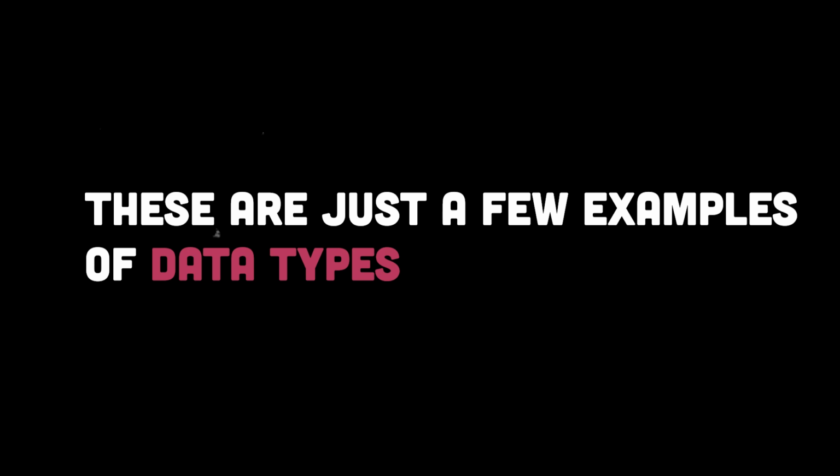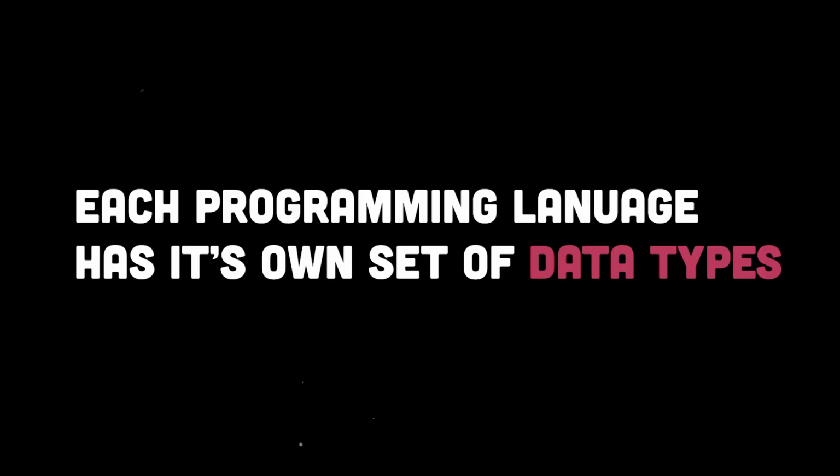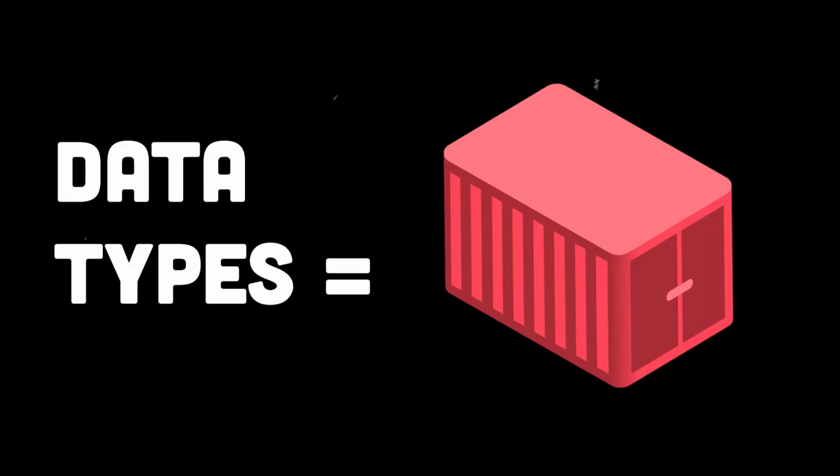These are just a few examples of data types. Each programming language has its own set of data types, but the basic idea is the same. Data types are containers that hold different kinds of information. Now, let's move on to variables.